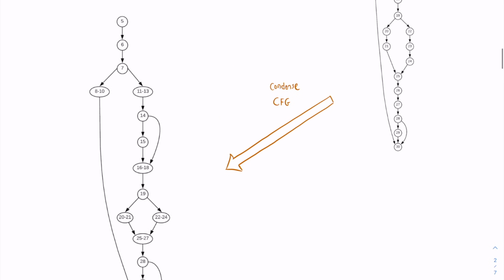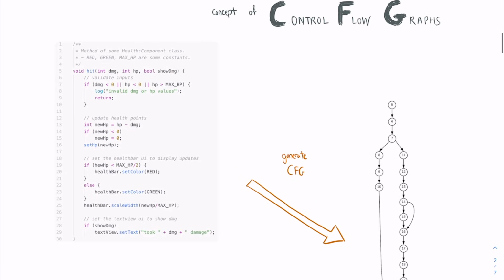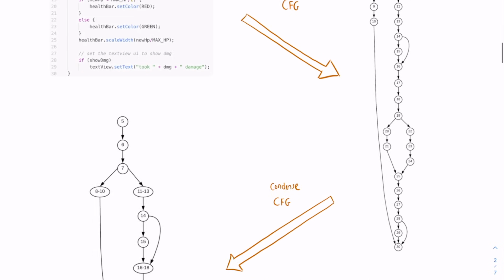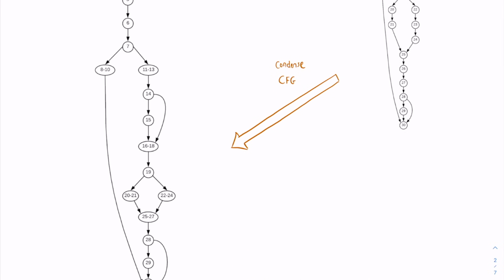Once we have the condensed version of the CFG, we can come back and look at our goal of branch coverage, covering as many branches as possible. We can see very clearly now with the CFG that the branches are all these sections that we are interested in. Not this, but this. It means that as long as we have a branch, we want to cover both sides. Branch, cover both sides. Branch, cover both sides. So that is our goal.